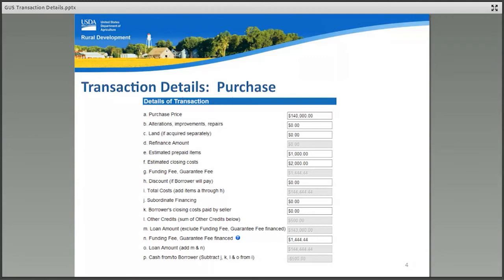C. Land, if acquired separately. The cost of a lot or the balance of a current lot loan may be included as an eligible loan purpose. E. Estimated prepaid items. F. Estimated closing costs. G. Funding fee, guarantee fee.